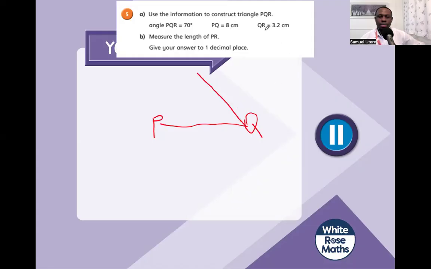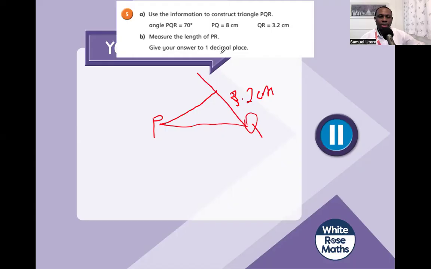Next, you measure QR. So PQR, you make sure that this line that you're going to draw is 3.2 centimeter. Okay, this should be 3.2 centimeter. All right. Once you have that line, you have all the information you need. All you need to do is to just close the triangle. Leave the construction line in.